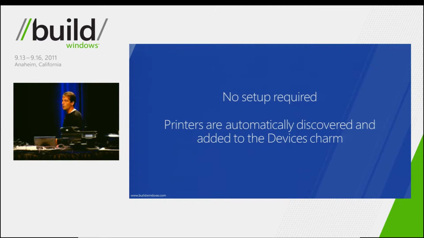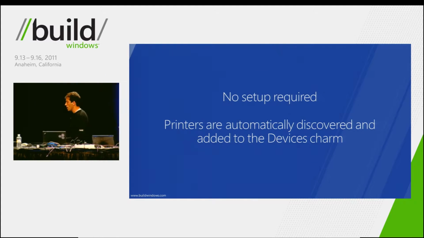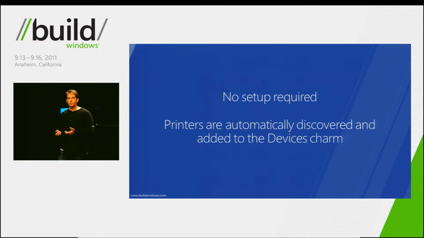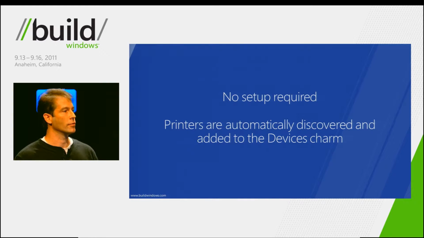This is one of the great things about Windows 8, is that there's no setup required for printers. You can take your Windows 8 tablet and bring it home and connect it to your home network. And what we're going to do is go out and detect your printers, and we're going to just install them for you. And they'll show up in the devices charm and become ready to use. And it's all transparent. You don't have to go looking for them.